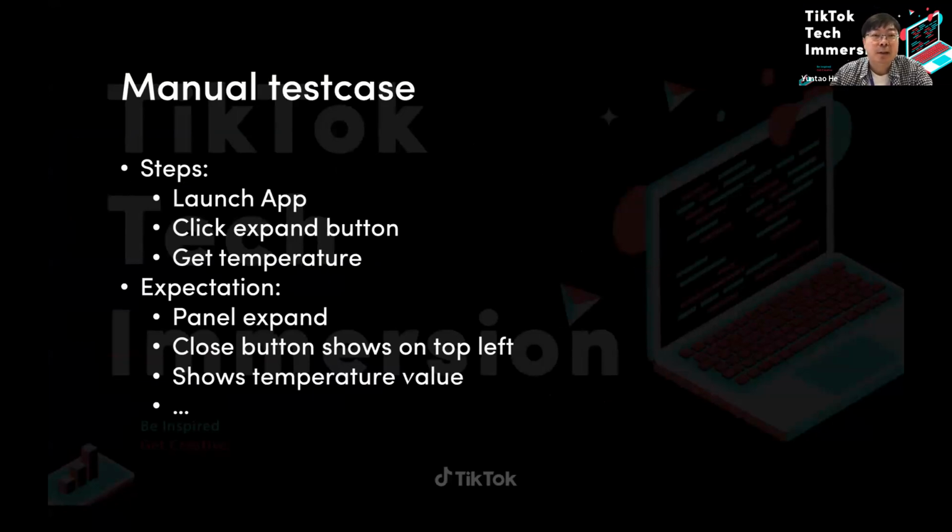Let's see one manual test case. I already demoed it in the inspector. The steps are very simple. Just launch the app and click the expand button. Click in the inspector and get the temperature. And maybe we click the close button to close. The expectation is the panel should expand and the close button should show there. And also the temperature, we should get the correct value. Let's say this is one manual case, and let's see how to automate this.